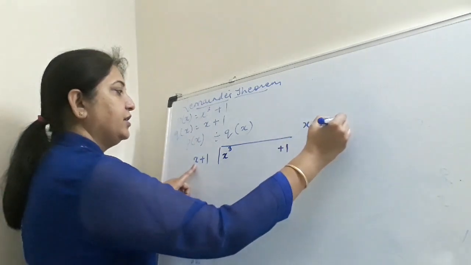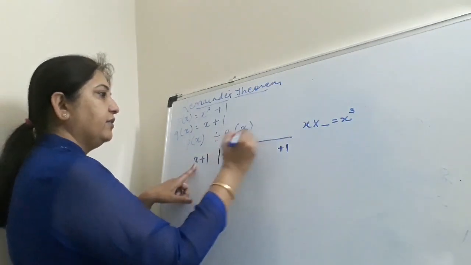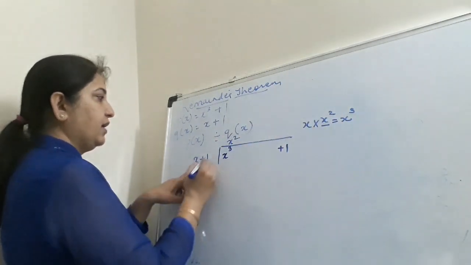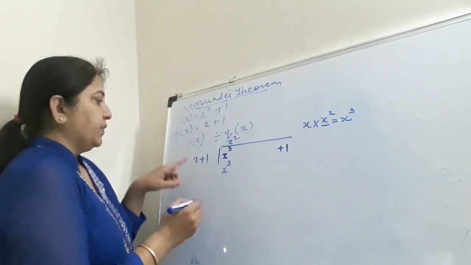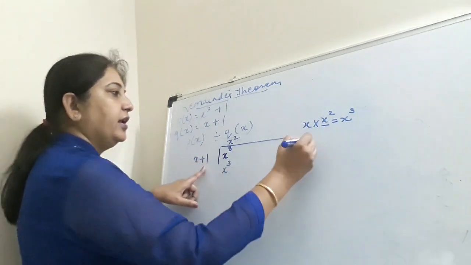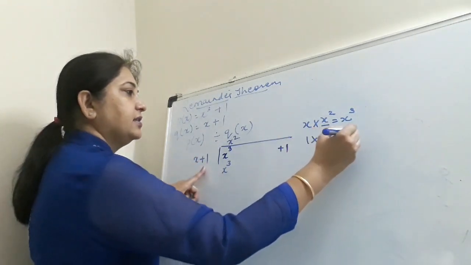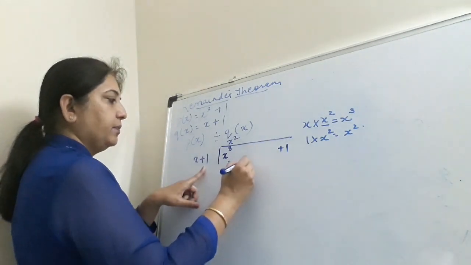x into dash will give you x cube. x into x square will give you x cube. So I will write here x cube. Now, x into x square is x cube. 1 into x square is x square.